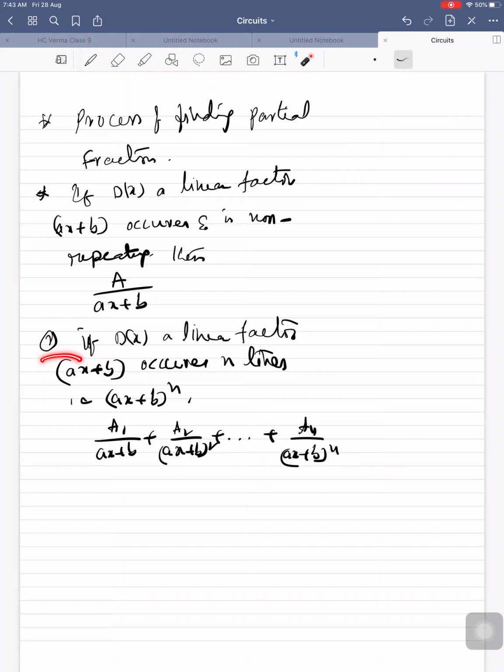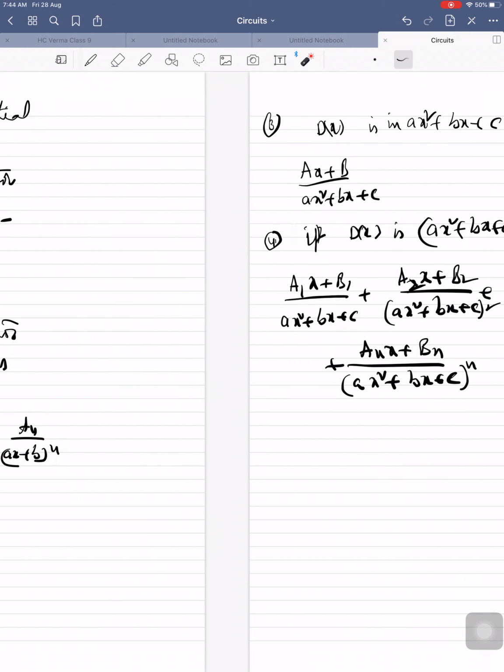In the second case, if the denominator is a linear factor, ax plus b, occurring n times, that is (ax plus b) whole power n, this can be split into a1 by (ax plus b) plus a2 by (ax plus b) whole square plus so on, up to an by (ax plus b) whole power n.